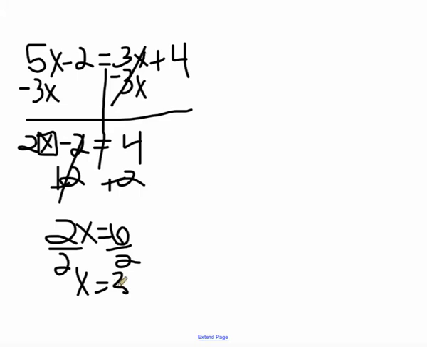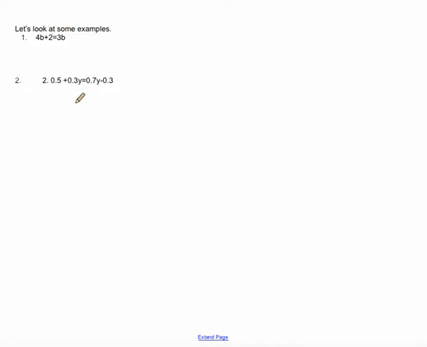Remember, we can plug this back in, so I can plug in a 3 here. 5 times 3 is 15, minus 2 is 13. 3 times 3 is 9, plus 4 is 13, so it works. 13 equals 13. Okay, so I want you to do these two examples on your own, and I'm going to be checking those when you come back to class.